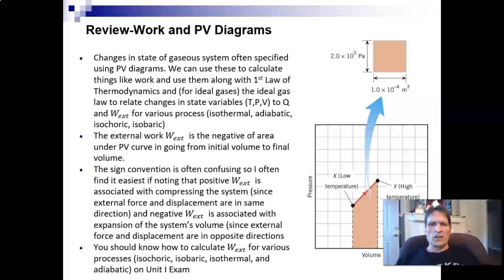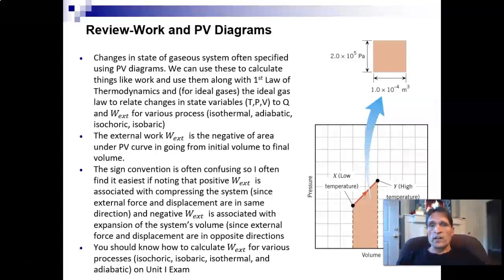Now, the sign convention of work is often confusing. So one way that I remember it is I look to see if the gas is expanding or being compressed. And in this case, for example, final volume is greater than initial volume, and so the gas is expanding. And remember, if it's expanding, the external force and the displacement are in opposite directions, and so the external work will always have a negative sign. And so I know for an expanding gas that W external should be a negative number.